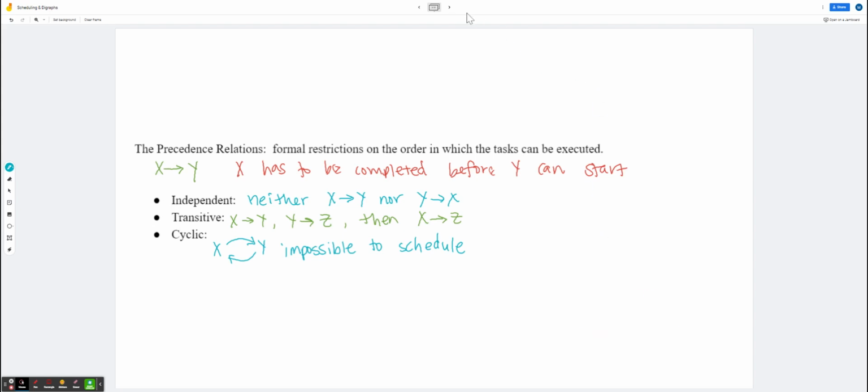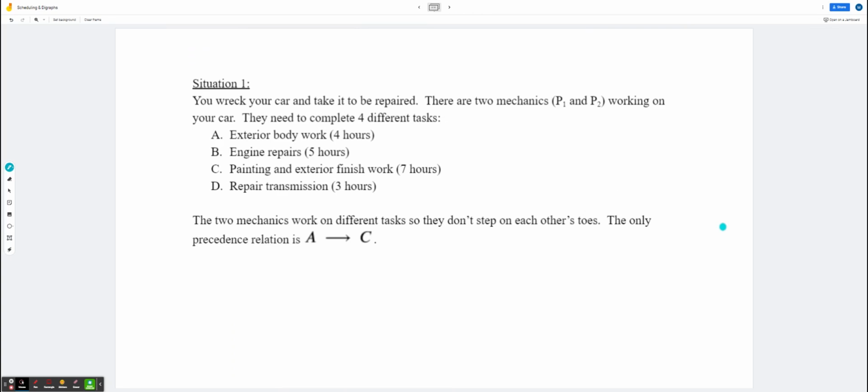So let's look at a situation here. You wreck your car and you take it to be repaired. There are 2 mechanics. We're going to label them P1 and P2. So they are our processors. And these 2 mechanics will be working on your car. They have 4 different tasks to complete.